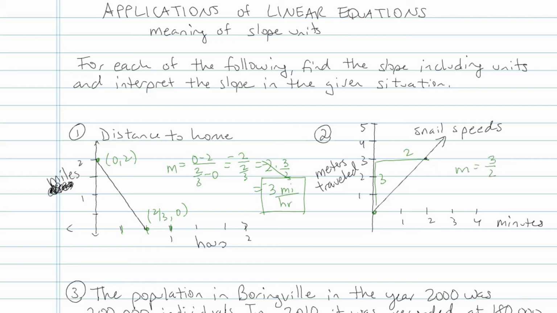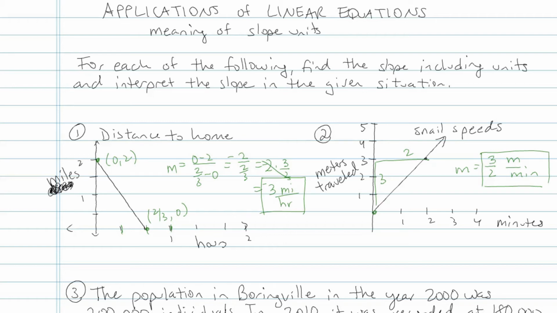Let's add some units to it. Units on y are meters, units on x are minutes. So something is 3/2 meters per minute. Let's talk about what that could mean in the context of a snail. 3 meters every 2 minutes.